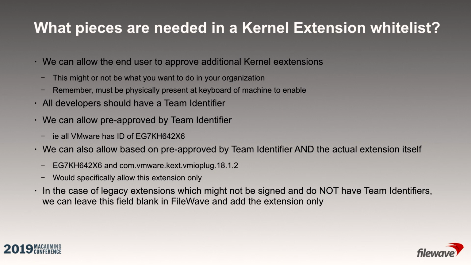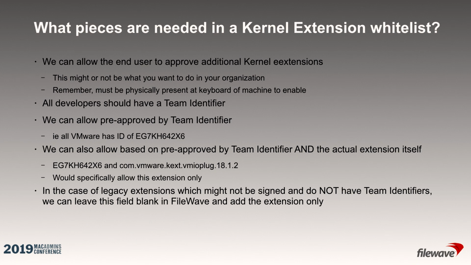So maybe you want to only approve these 3 of the 5 that are from that particular developer. And we're going to go through a couple screenshots of how you get that information. But essentially, we have a GUI where you can just plug that piece of information in. As an example, I was looking at a VMware extension because it has a couple that go in there. And that's the team ID, is that EG7K, et cetera, et cetera.